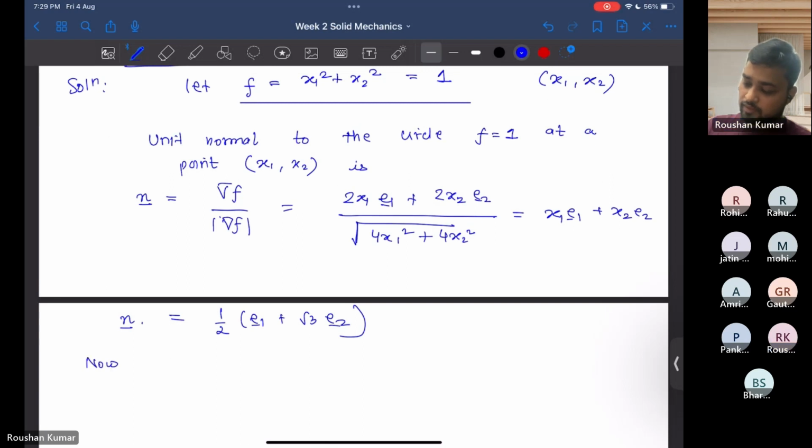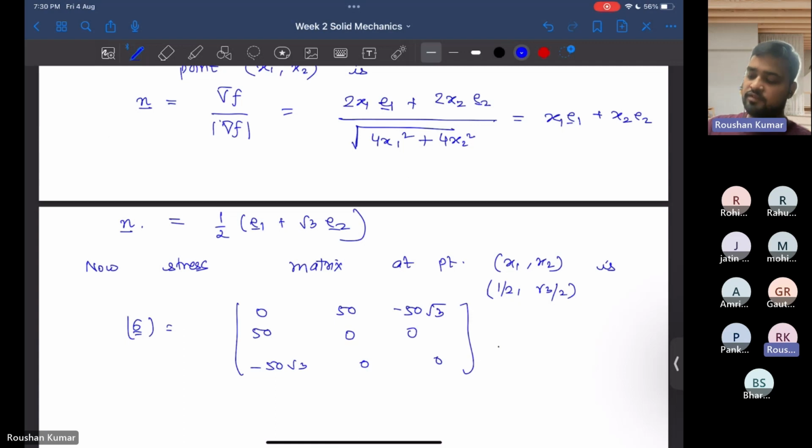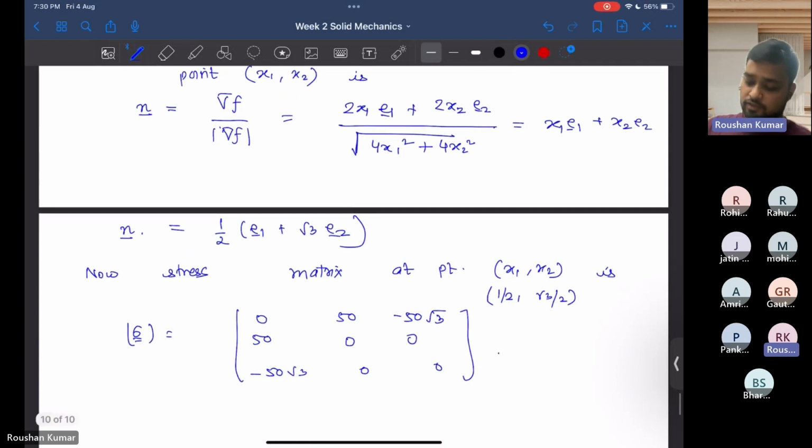Now the stress matrix at point x1 comma x2, which is basically 1 by 2 comma root 3 by 2, is given by sigma equal to 0. Here it is 100 x1, so 100 into 1 by 2 gives us 50. Similarly, 50 root 3, because it's root 3 by 2. Then the matrix is 0, 50, minus 50 root 3; 50, 0, 0; minus 50 root 3, 0, 0. So this is the stress matrix at point x1 comma x2.